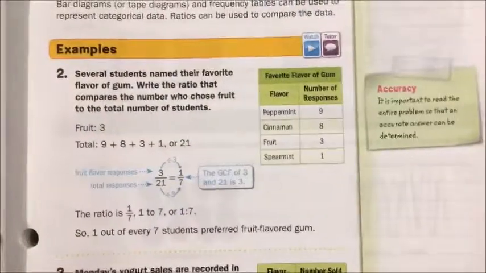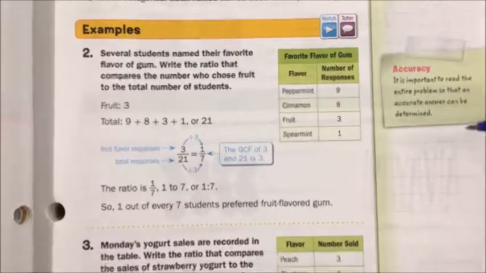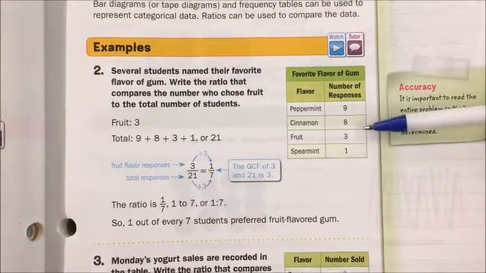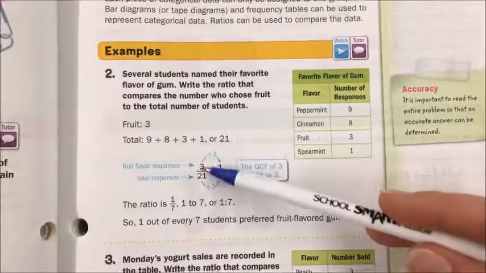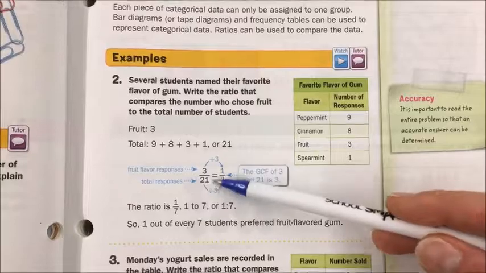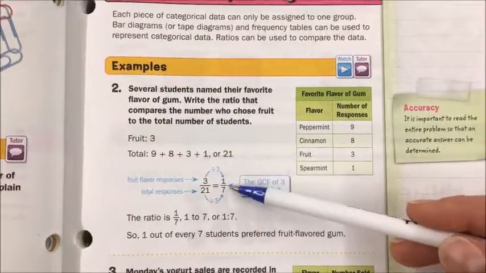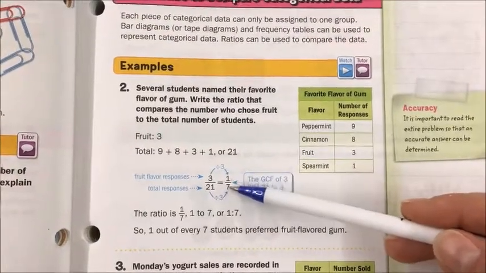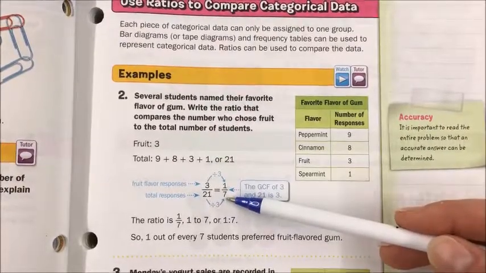Then we started looking at these tables, and what we were doing was we figured out the total of all numbers on the table and compared one thing, fruit, to the total. So there were 3 fruits and 21 total gums. We divided by the greatest common factor to get our simplest form. When you write the ratios and explain what they mean, it's 1 out of every 7 students preferred fruit-flavored gum.